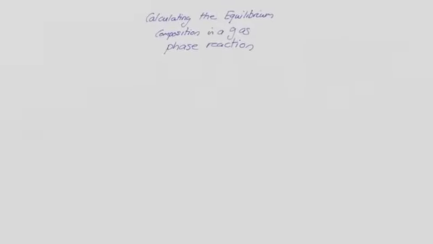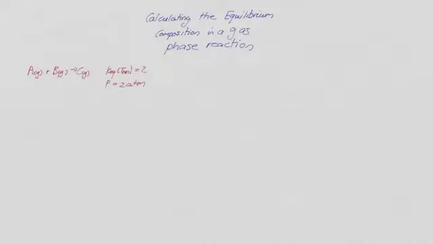Right, what we're going to look at in this talk is calculating the equilibrium composition, and we're going to use a single gas phase reaction. And we're going to do it using an example. So let's take a simple case where we have A in the gas phase plus B in the gas phase reacting to form C in the gas phase.